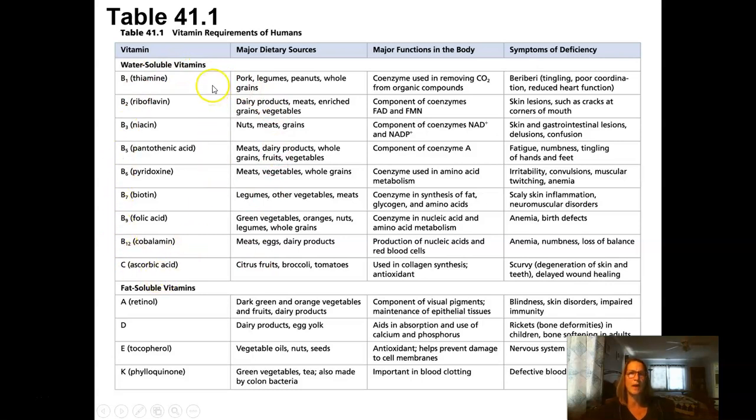So for your exam, I would probably just ask you to know maybe 2 water-soluble vitamins, 2 fat-soluble vitamins, and know something about their dietary sources, how they function in the body, and what it looks like if you don't have enough. So pick 2 water-soluble vitamins and 2 fat-soluble vitamins, and if you know that, then you should be set for the test.